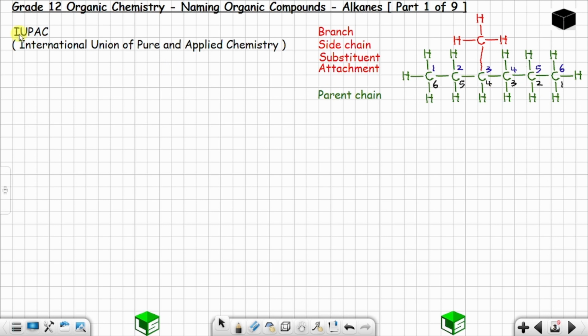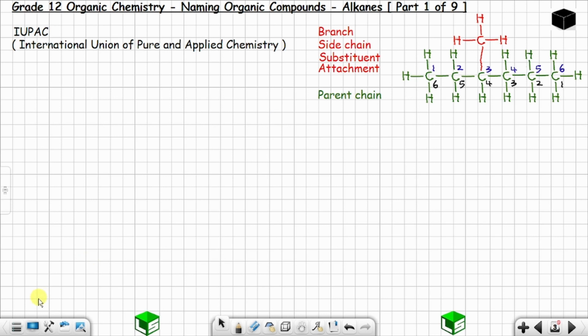According to the IUPAC, you have to number in such a way that the branch is located on the lowest possible number. I don't know if you are getting that. For example, if you number it from left to the right, you can see the branch falls on carbon number 3. But if you number it from right to the left, the branch falls on carbon number 4. So the correct way for this compound, you have to number it from left to the right, because here you have the branch falling on the lowest possible number, which is 3. And this branch has got a name. It is made up of 1 carbon.